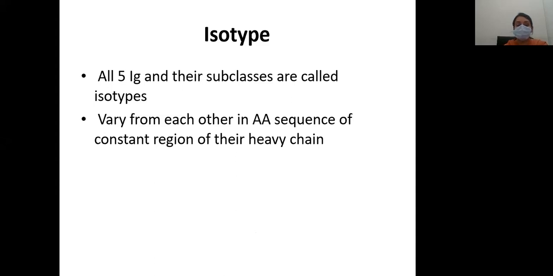Next, what is an isotope? All 5 immunoglobulin classes and their subclasses are called isotypes. Remember, they vary from each other in the amino acid sequence of the constant region of their heavy chain.